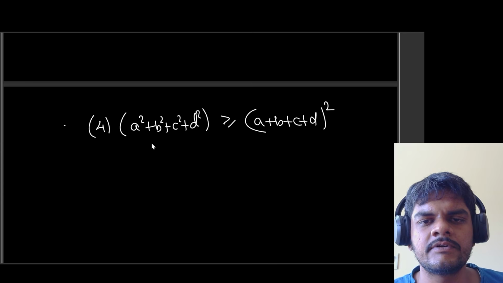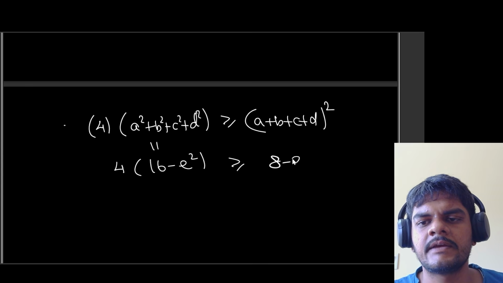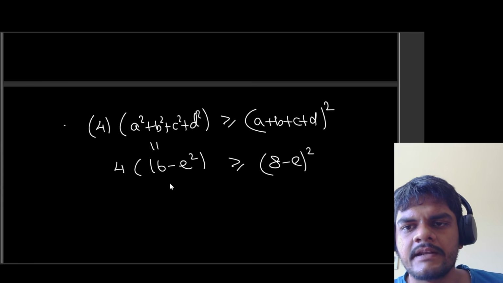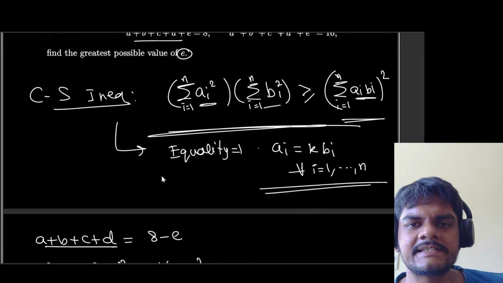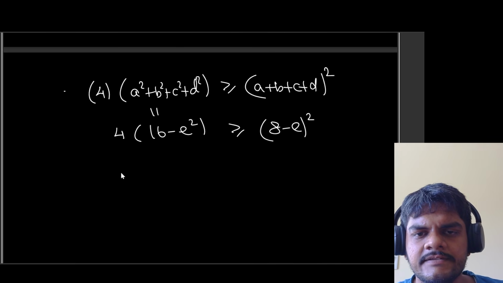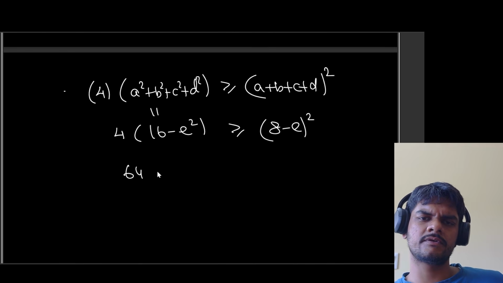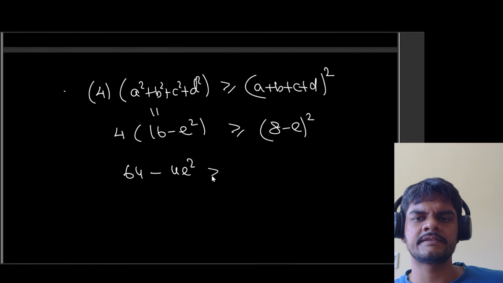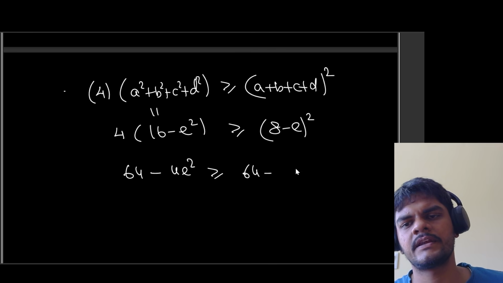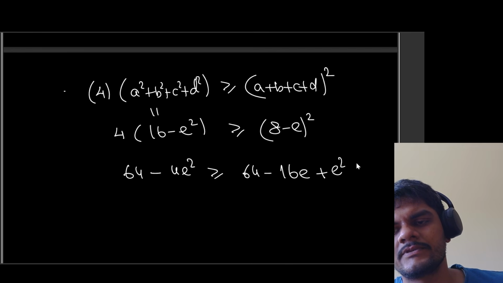Now what is this equal to? This is 4 into (16 minus e square) greater than or equal to (8 minus e) whole square. All right. Now that's what we have to talk about. Now what can we say? Just expand it. So this is 4 into 16, which is 64, minus 4e square is greater than or equal to 64 minus 16e plus e square.